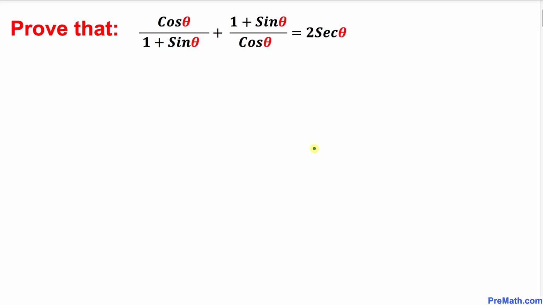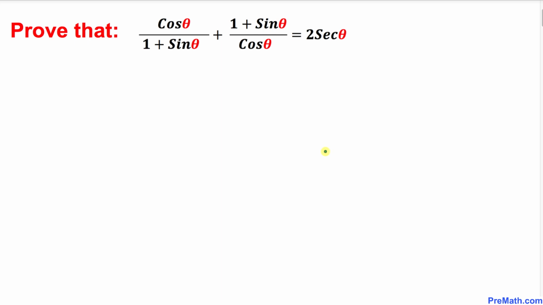Welcome to PreMath. In this video tutorial, we have got this trigonometric identity and we are going to prove it. So let's go ahead and get started. And here we got this problem. Cosine of theta divided by 1 plus sine theta plus 1 plus sine theta divided by cosine of theta is equal to 2 secant theta.